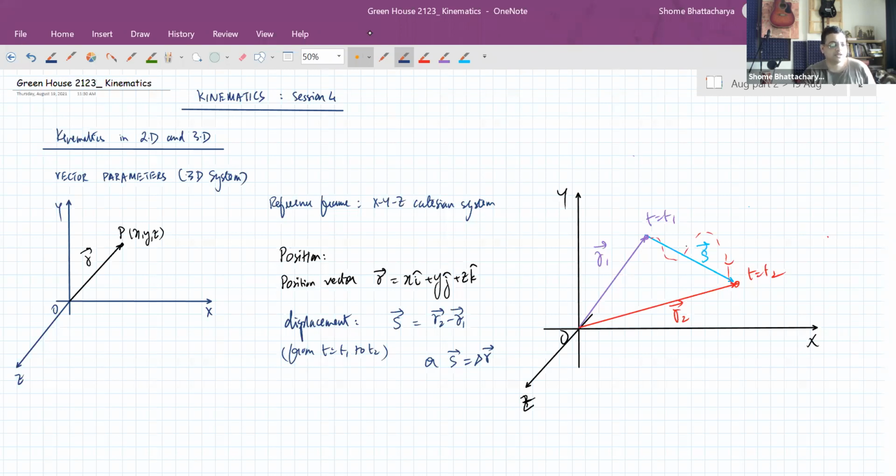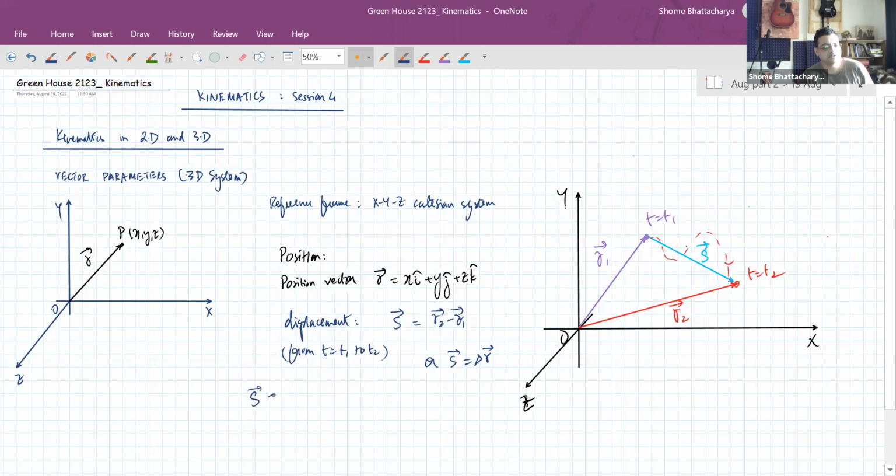If a particle is located at coordinates x, y, z, then its position vector is given by the relation x i cap plus y j cap plus z k cap, or it is nothing but the vector joining the origin of our coordinate system with the instantaneous position P. Now, in a certain time, if the particle moves from one point to another point, such that the position vector was r1 earlier and now it has become r2, then the displacement is the vector joining the initial position to the final position. Okay.